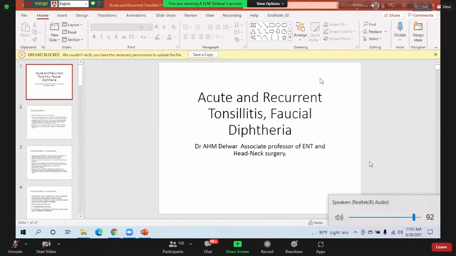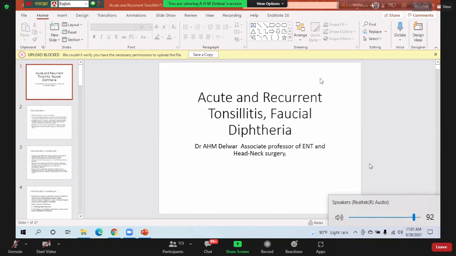In practical life, there are so many children who will come to us with adenoid. We advise adenectomy, but they delay. With delayed adenectomy, there are so many complications. When we go through adenectomy and tonsillectomy, then we describe everything.